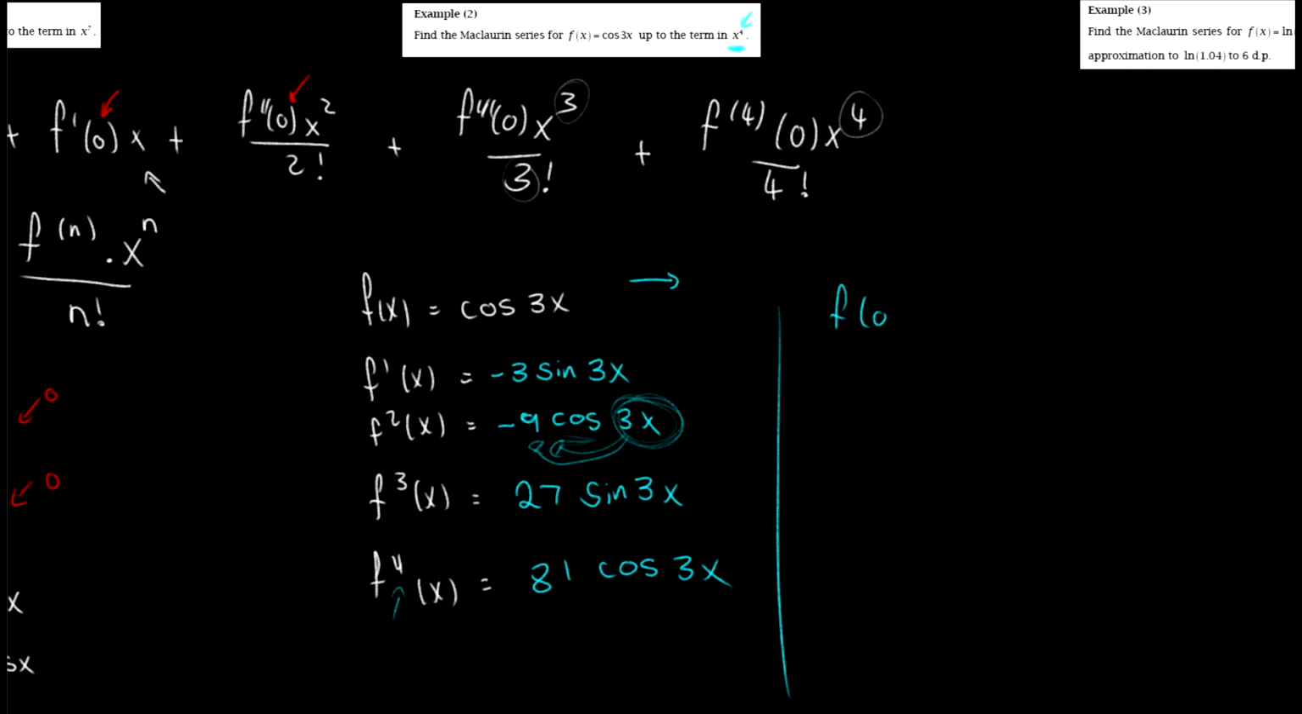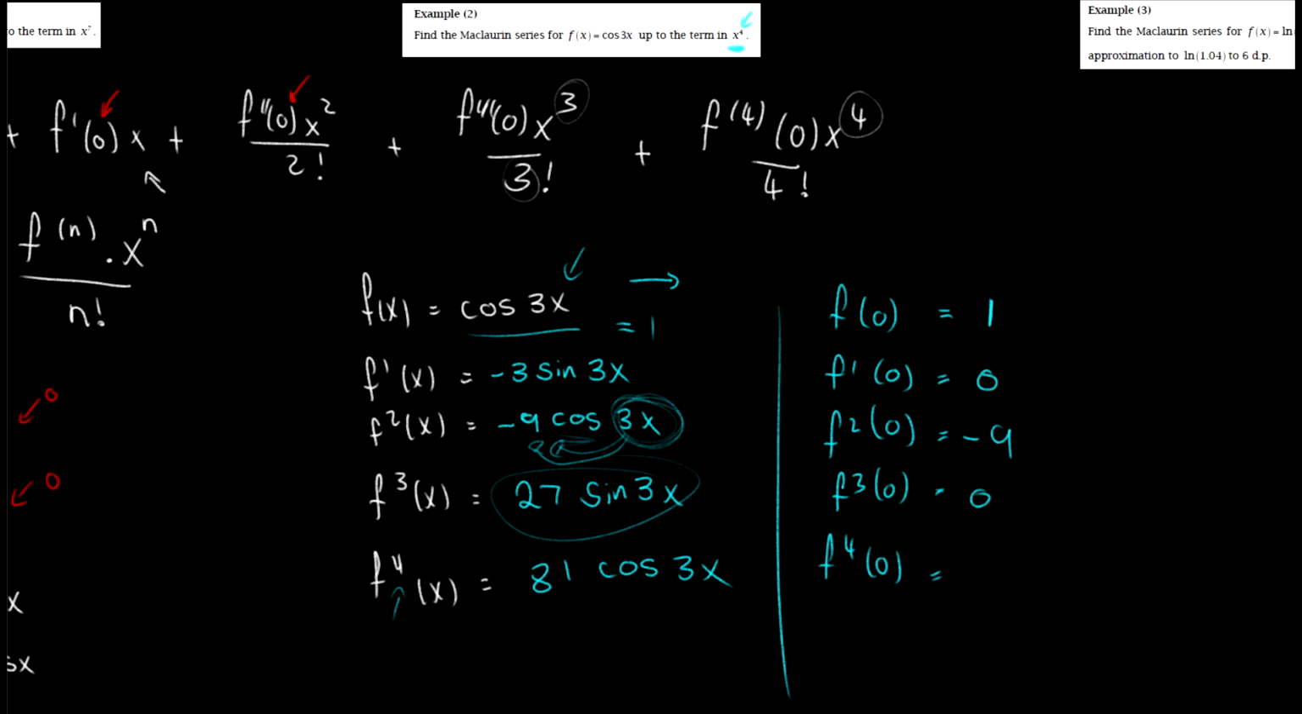So again, let's write down 0, 1, 2, 3, 4. Okay. So we learned previously that the differential of sine is 0. In this case, however, 3 times 0 is 0. So that's cosine 0, which is 1. In this case, we have 3 times 0 is 0. Sine of 0 is 0. So negative 3 times 0 is 0. Then we have negative 9 times 1. We already know cosine 3x at 0 is 1. So that just becomes negative 9. This again is 0. And here we have 81.